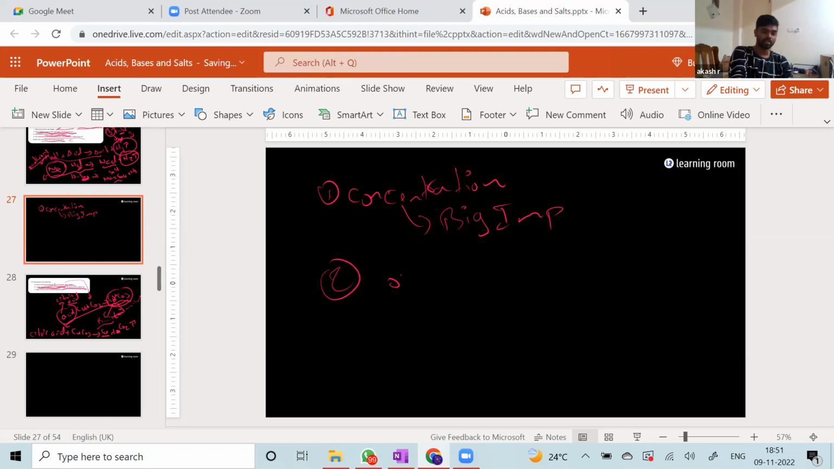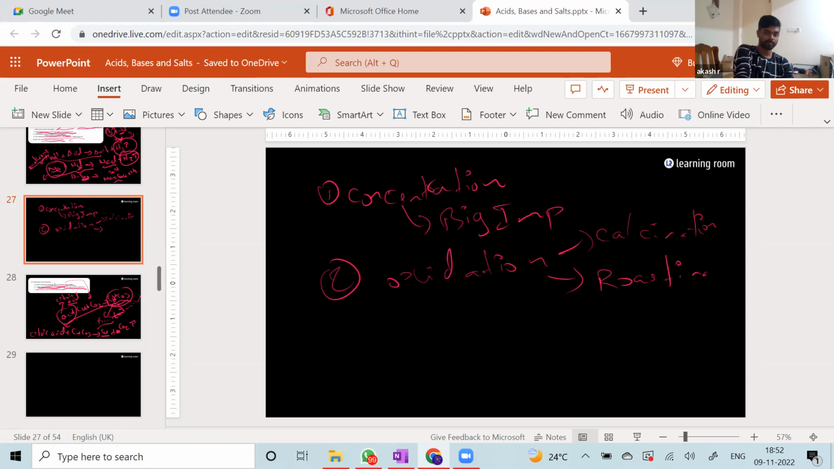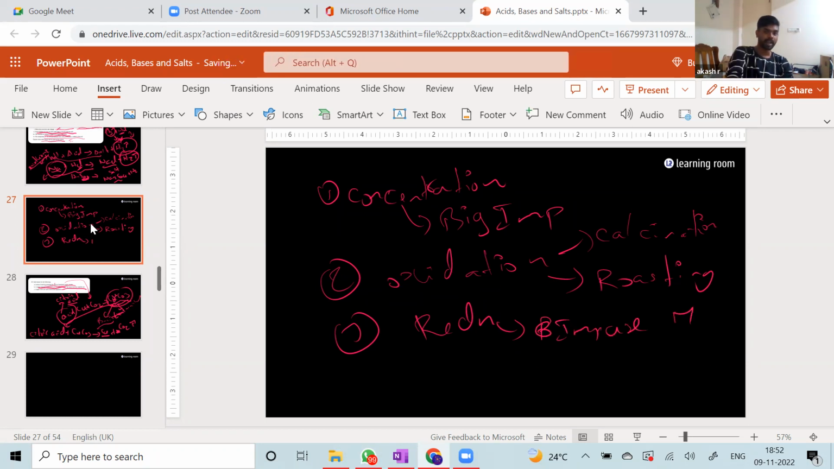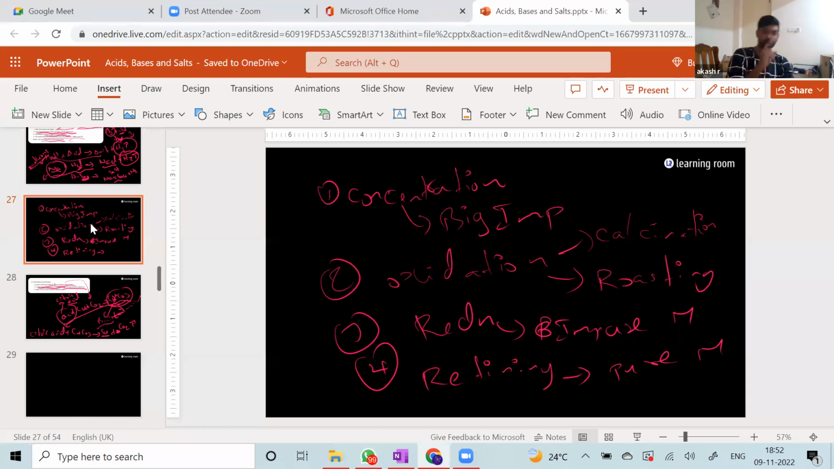Second step is your oxidation. And in this oxidation, again, it can be of two types. It can either be something called calcination or it can be something called roasting, right? And the third one is called your reduction process. In the reduction process, you will be getting the impure metal with you, right? And this impure metal is going to form pure metal in the last step called refining, and here you get your pure metal output.